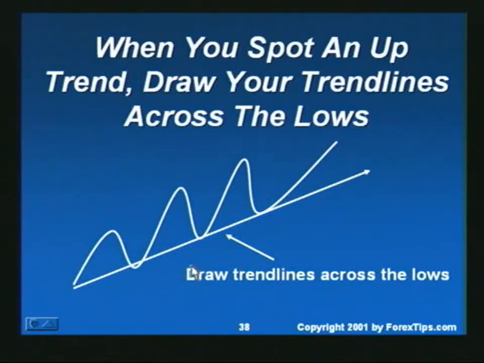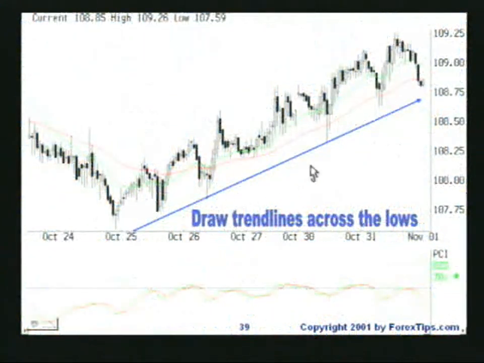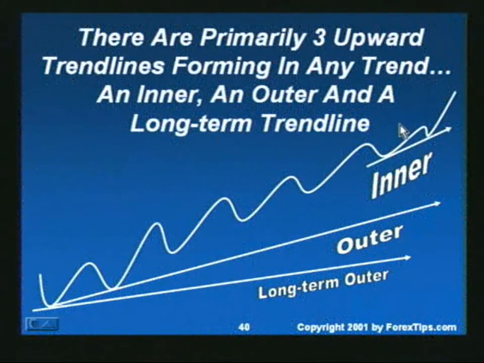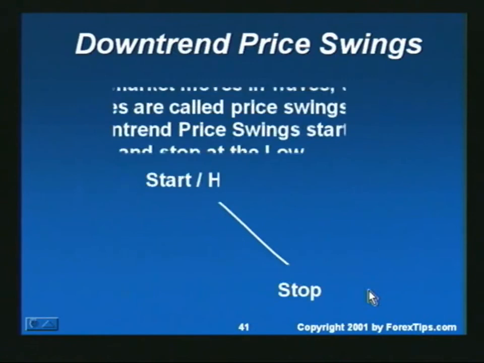When you spot an uptrend, you will draw your trend line across the lows, just as you see in this chart. Remember, your trend is your friend until it bends. As long as it is staying on the north side of the uptrend line, the market is still staying very bullish. The market has a tendency to bounce at the trend lines, as discussed in Lesson 5 on trends and trend lines. There are three primary upward trend lines that we're monitoring. One is the inner, the outer, and the long term.